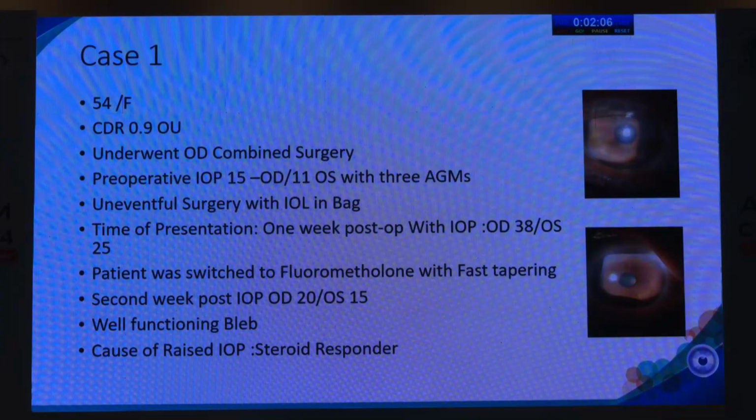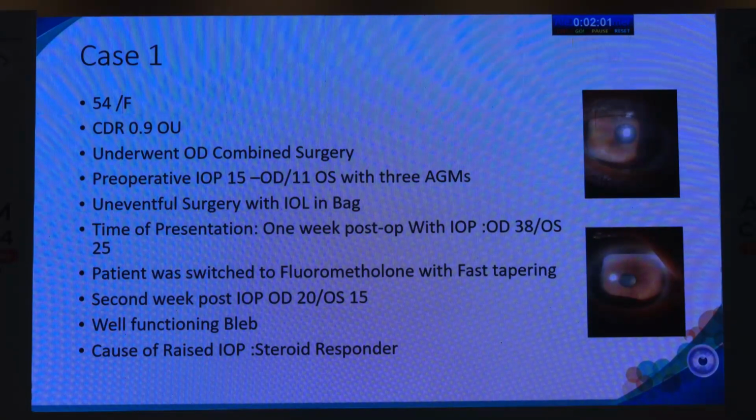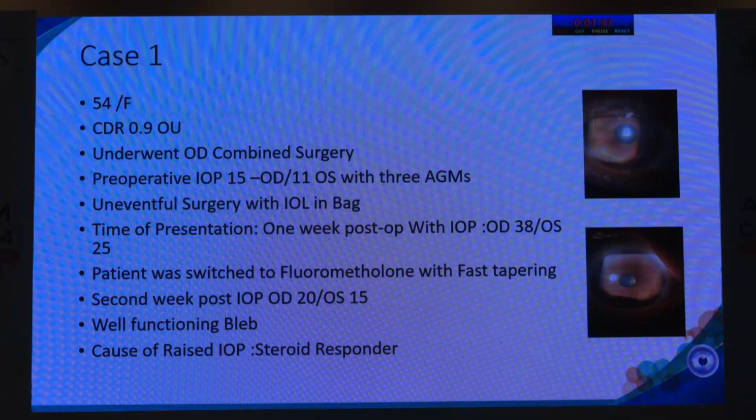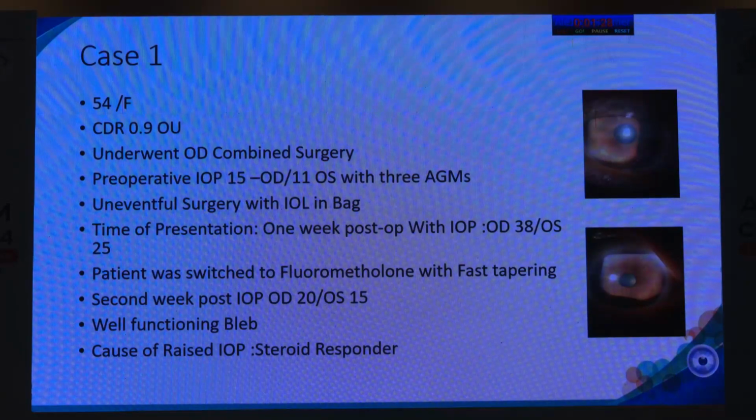So I'd like to conclude my talk by presenting you 3 scenarios. Case number 1, a 54-year-old female with a near total cupping, 0.9 cup in both the eyes, underwent a combined surgery. Preoperative intraocular pressure was 15 in the right eye and 11 in the left eye with 3 AGMs. Uneventful surgery, time of presentation 1 week post-op with IOP of 38 in the right eye and 25 in the left eye. Patient was switched to fluorometholone with fast tapering, and then in the second week IOP reduced to 20 and 15. A well-functioning bleb, cause can be a steroid responder.